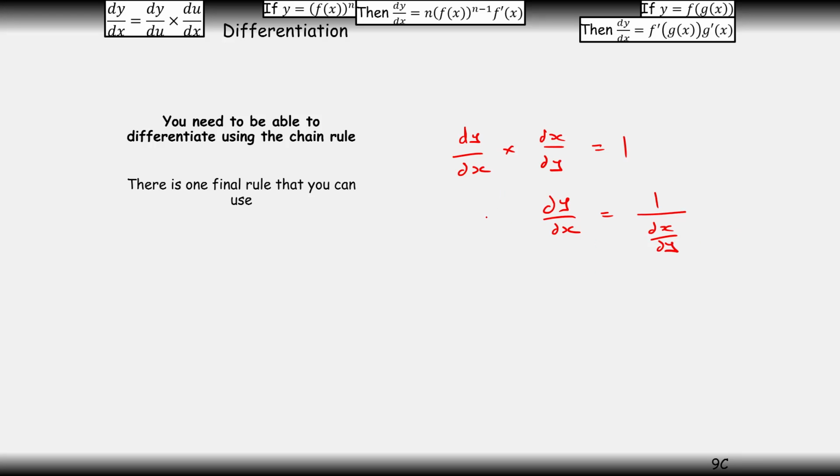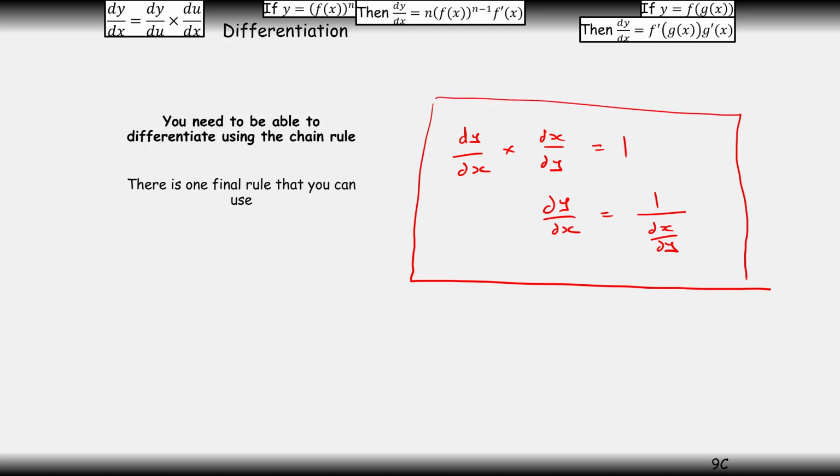Okay, so it's an additional rule. Sometimes we have to use it, and we're going to look at an example now. So write down this rule, and then when you're ready, hit play again. Let's look at an example.